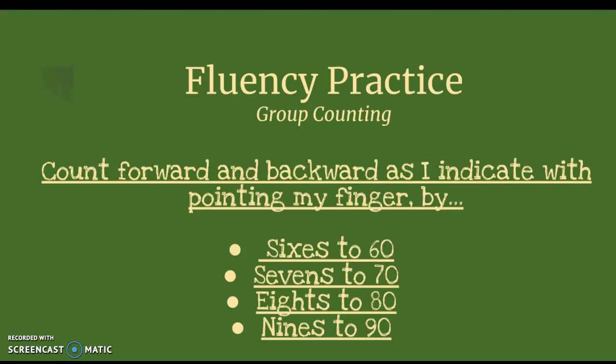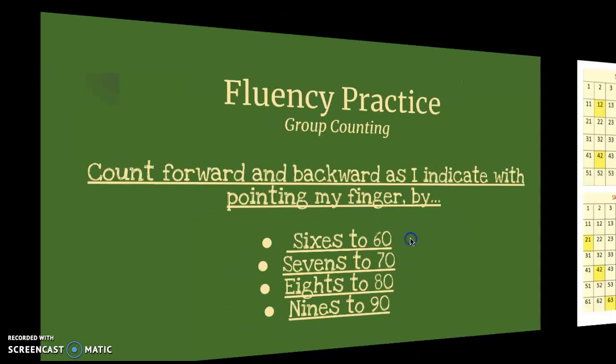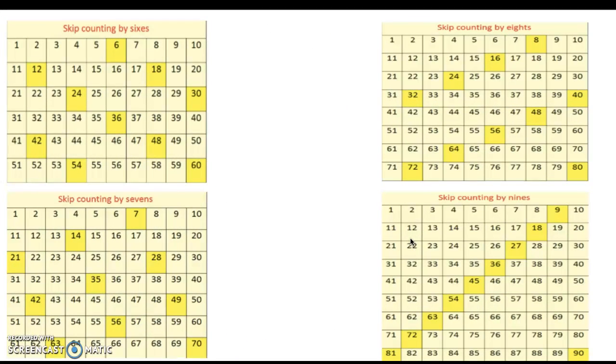So to start, we're going to do some group counting, some fluency practice. I know you've done this with Miss Davis, and I know you've done it in the classroom, on your Zoom meetings. Today we're going to count forward and backward, and I'm going to point, but really we're going to do 6s, 7s, 8s, and 9s today to 60, 70, 80, and 90, but I'm going to give you a visual. While you're at your seat, you can either listen, say them in your head, or you can whisper them, because I know you're around everybody else and there's different things going on in the classroom. So today we're going to start with our 6s.